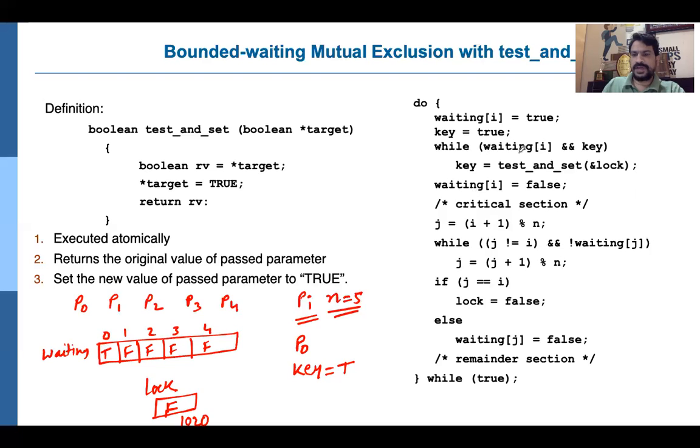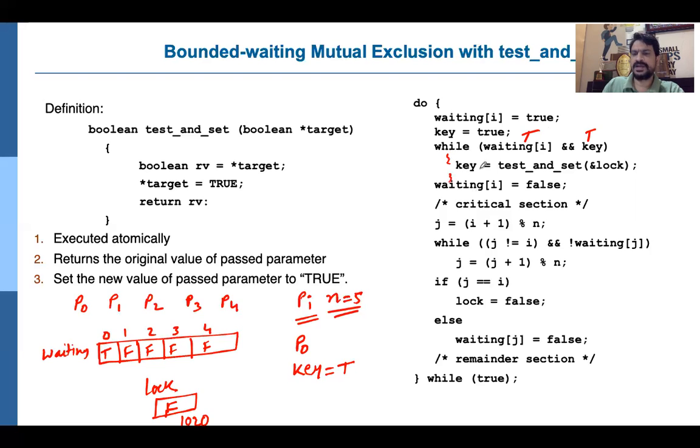So waiting of I and key. What is waiting of I? Waiting of I means waiting of the 0th position is true. And key, what is the value of key? It is true. So it is also true. If both are true, then the value is true, then it will be inside the loop.